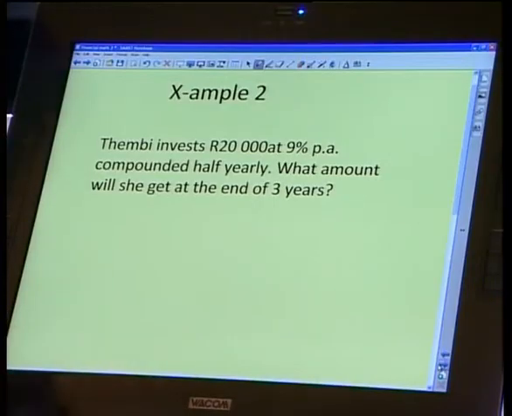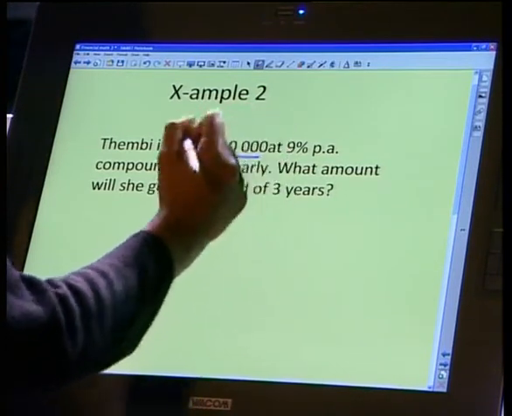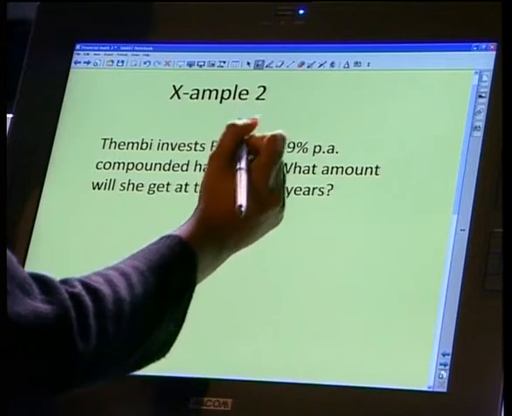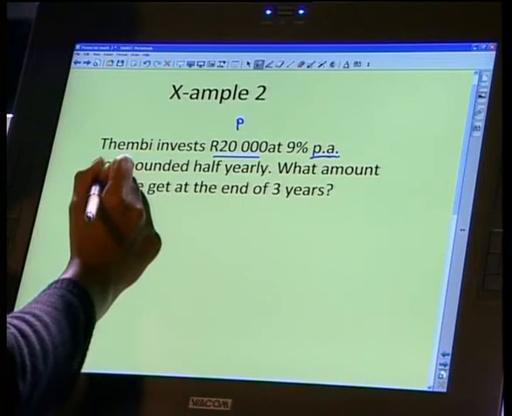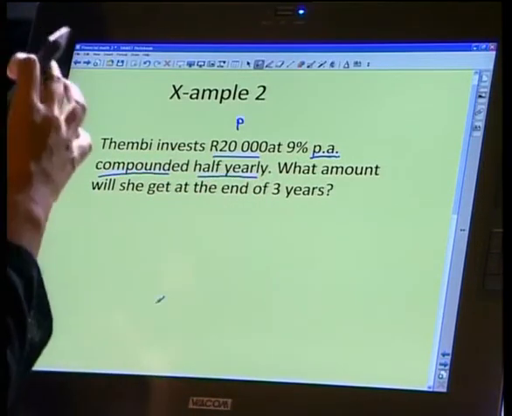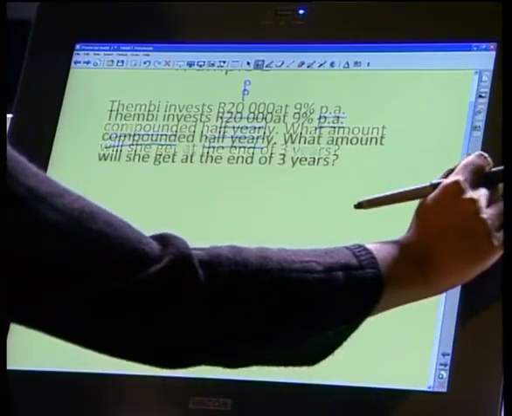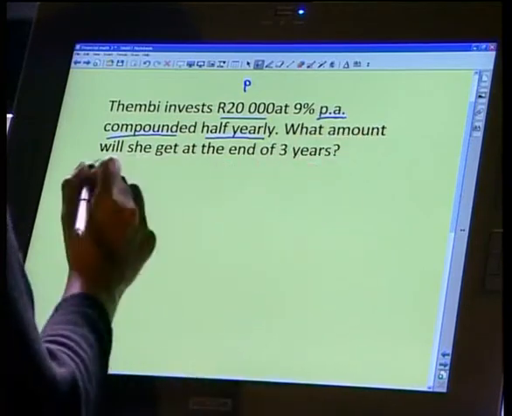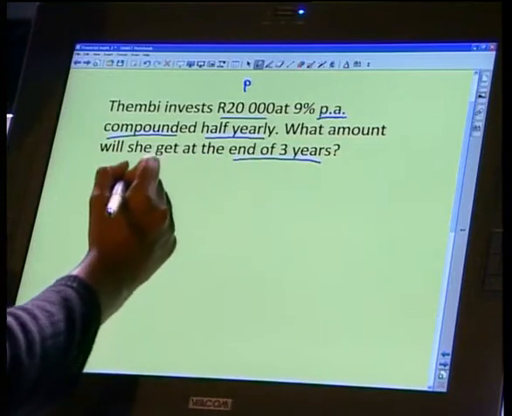Here we are told that Thembi invests 20,000 Rand. That's the amount she's putting away initially, so that's our P value, at 9% per annum per year, but compounded half yearly. So what that means is that interest is added to this amount every half year. So every 6 months, she will get 9% divided by 2, 4.5%. What amount will she get at the end of 3 years? So what end value? So here they are looking for A.